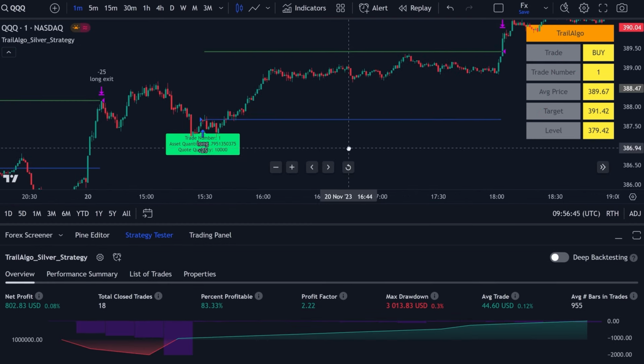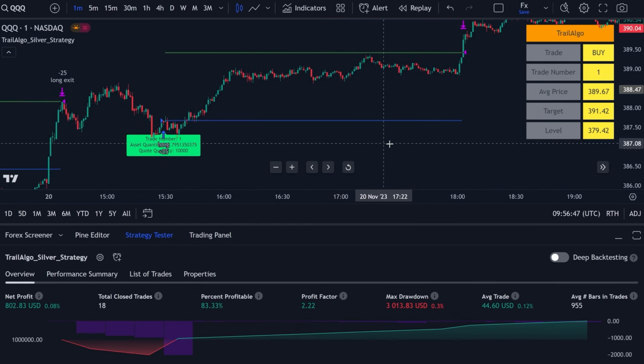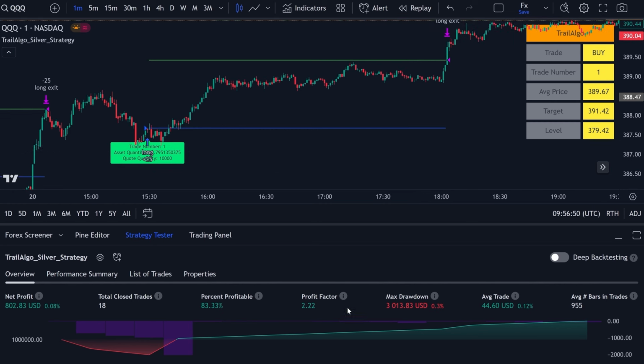A critical aspect of any trading strategy is its performance metrics. The TrailAlgo strategy shows a profit factor of 2.22 with a net profit of $802.83, and the maximum drawdown is clearly visible over here. Additionally, the net profit and maximum drawdown figures provide valuable insights into the strategy's risk-reward profile, enabling traders to make informed decisions. To optimize the strategy further, traders can delve into the settings and make strategic adjustments.